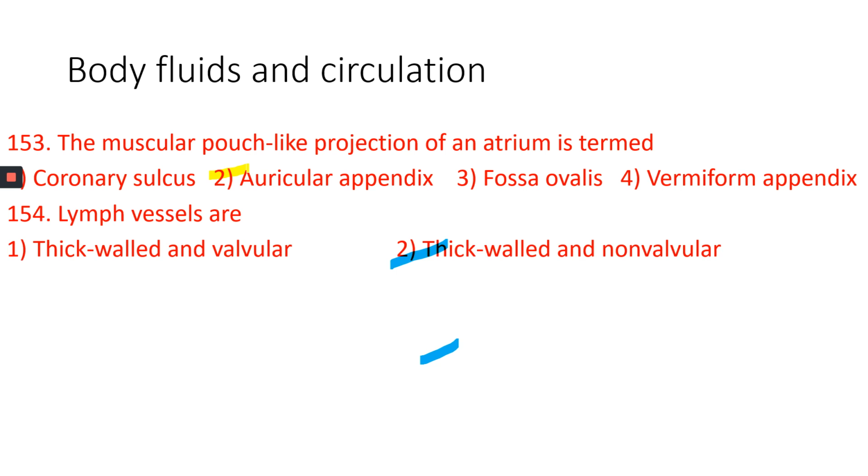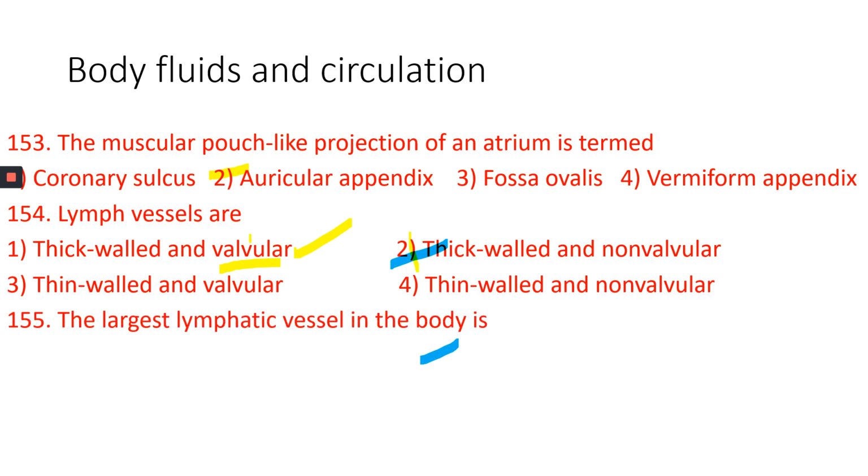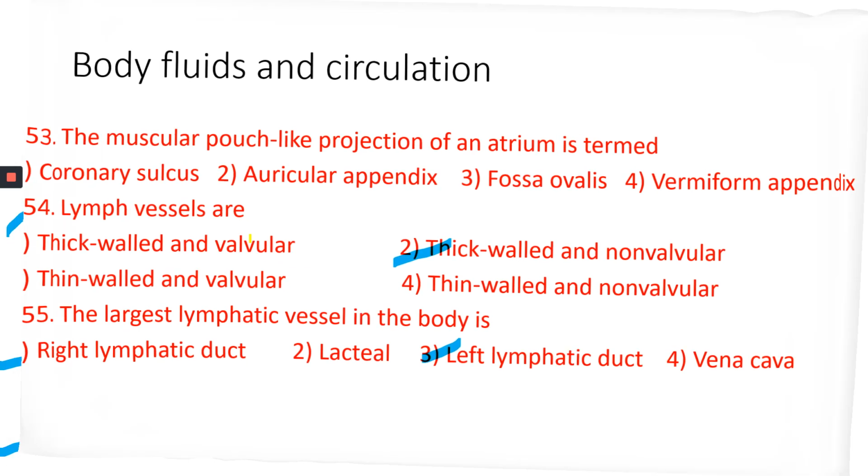Lymph vessels are thick-walled valvular, thick-walled non-valvular, thin-walled valvular, or thin-walled non-valvular. What is the answer? 154. The answer is this one, not this one. Thick-walled and valvular like veins. The largest lymphatic vessel in the body is the left lymphatic duct. Left lymphatic duct is the largest lymphatic vessel in the human body.